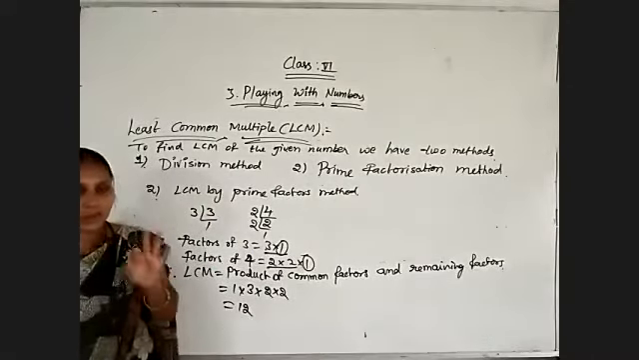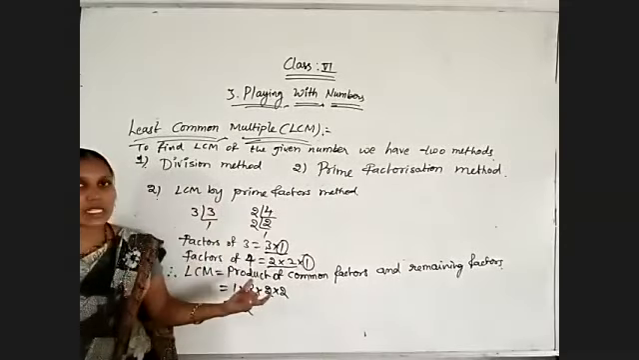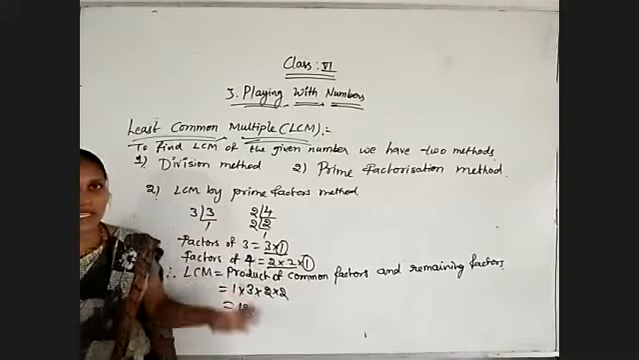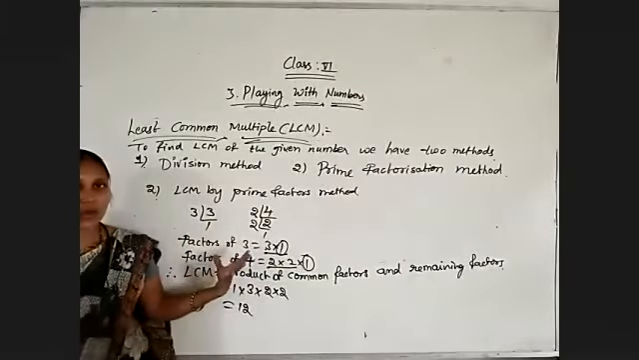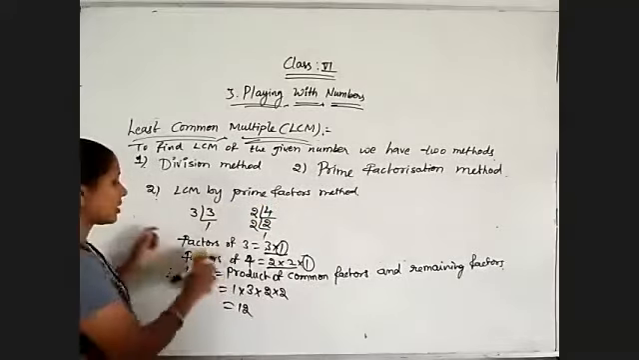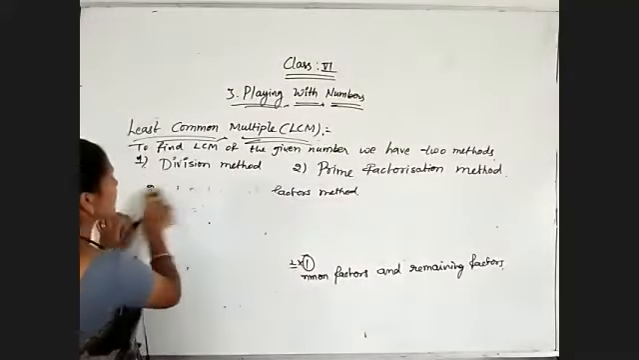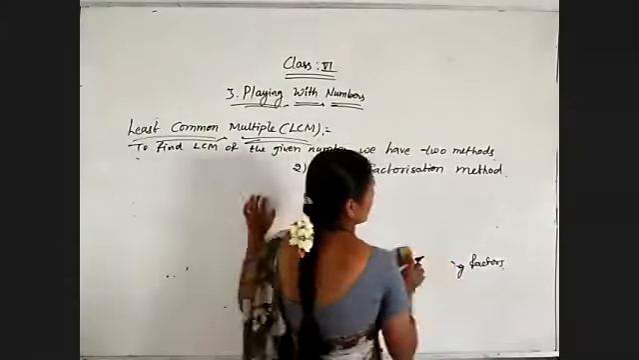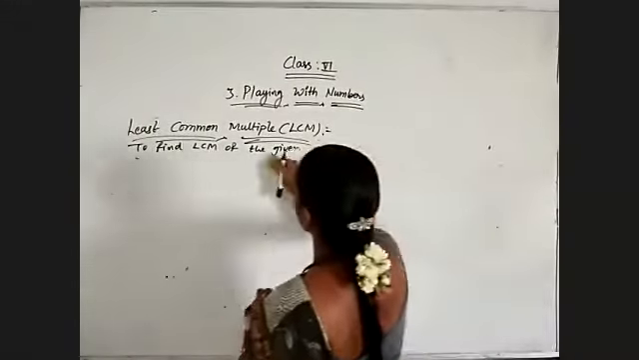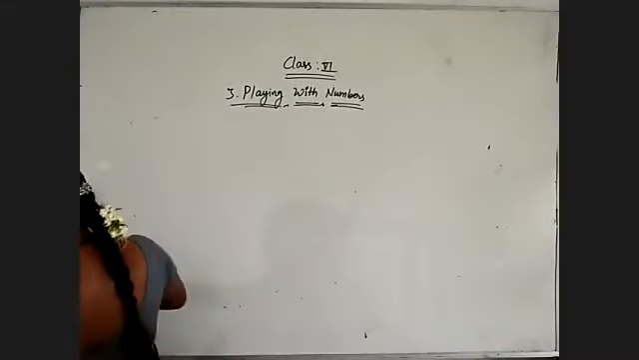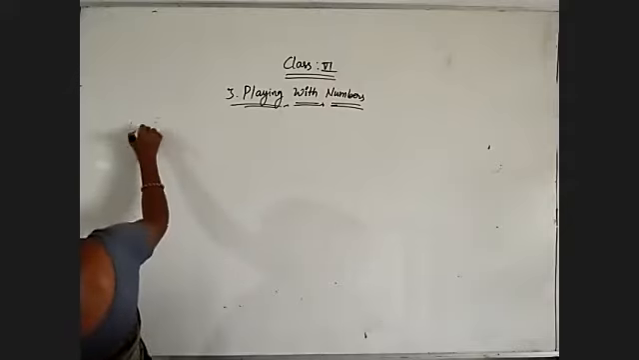So remember, in the prime factorization method, for HCF we will use the formula product of common factors. Coming to LCM, product of common factors, and the remaining factors also we need to take to find the LCM by using the prime factors method. Okay, now coming to the second question. In both the methods we got LCM is equal to 12 only.